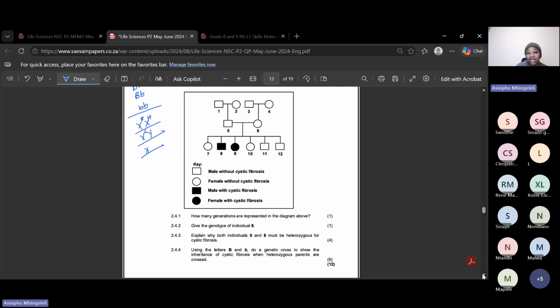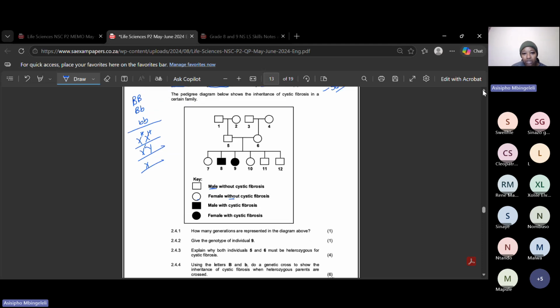So what are they saying here? They're saying in this pedigree diagram, the ones with, I think this looks like a square that is not shaded, these are males without the genetic disorder, right? And the circles that are not shaded are females without, and shaded squares are males with, shaded circles are females with. As much as we are still having the different genders in our key, this is not a sex-linked disorder.